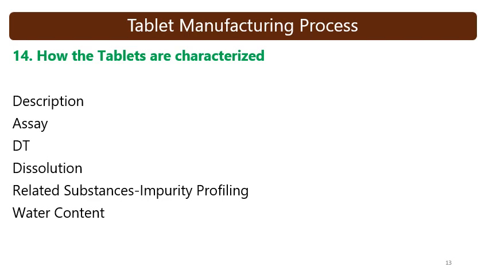Another question is how the tablets are characterized. Tablet formulation is tested in QC for the below tests like description, assay, disintegration, dissolution, related substances or impurity profiling. It is also known as organic impurities testing, and water content. So based on the formulation type of tablet, these tests may be more in numbers.